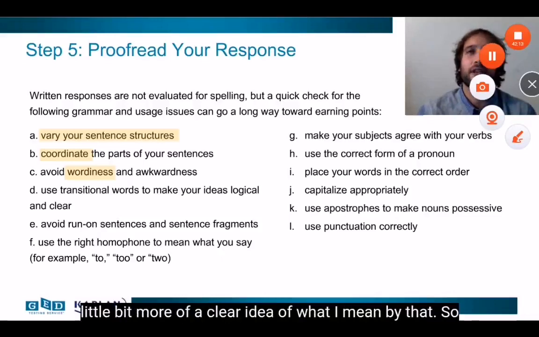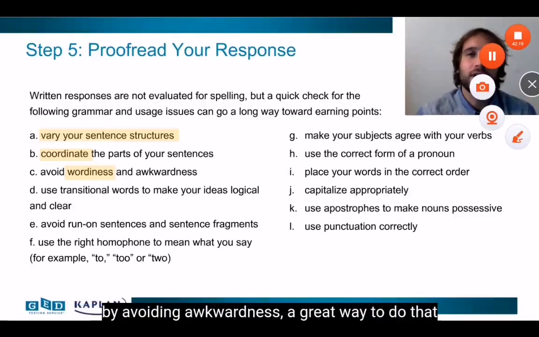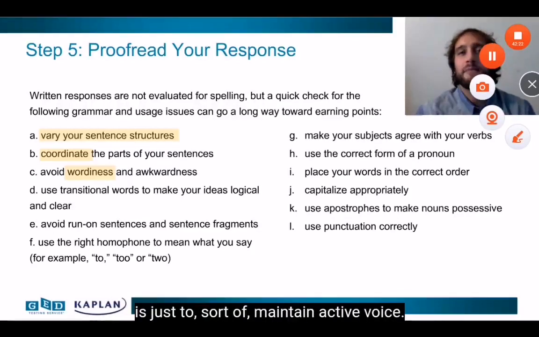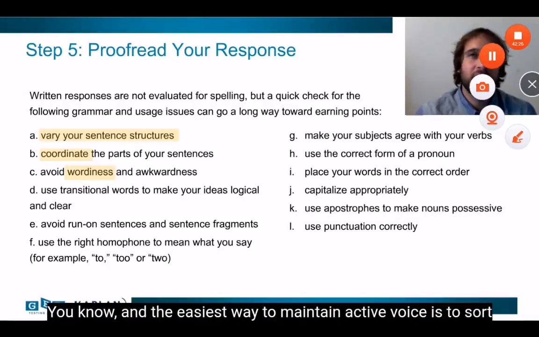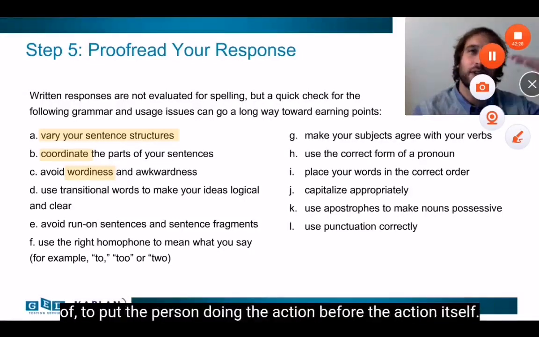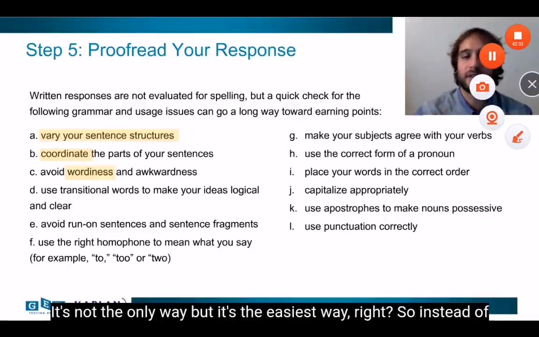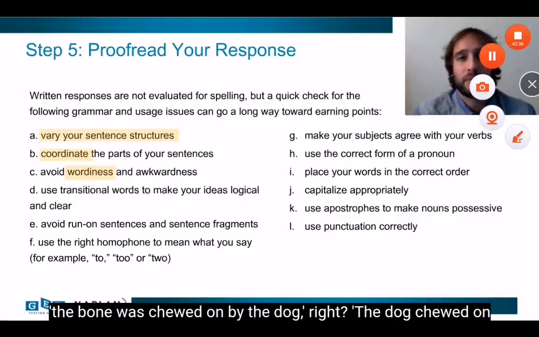So maybe I'll give you a little bit more of a clear idea of what I mean by that. By avoiding awkwardness, a great way to do that is just to maintain active voice. And the easiest way to maintain active voice is to put the person doing the action before the action itself. It's not the only way, but it's the easiest way, right? So instead of the bone was chewed on by the dog, right?